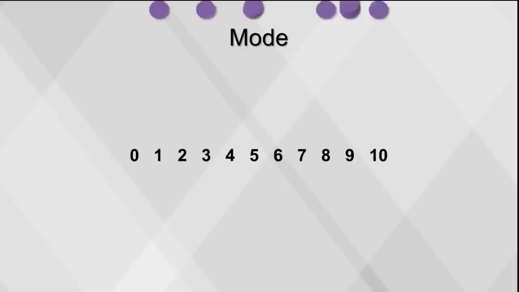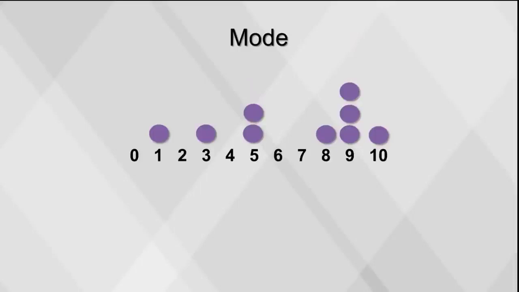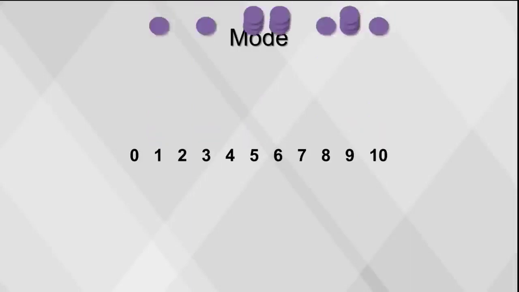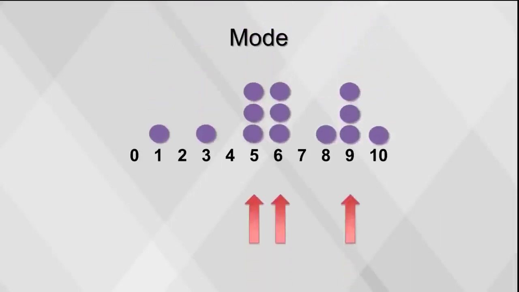The mode is the value that occurs most frequently. It is only useful when we have some values clustering together. In this example, the mode is 9. There may be no mode, or there may be several modes.